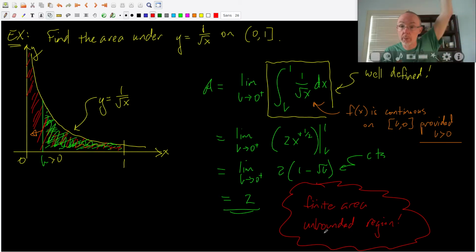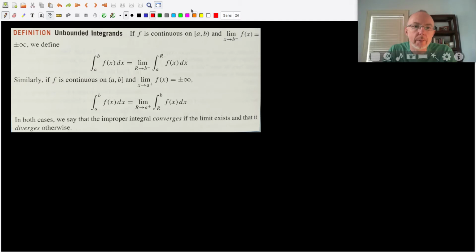Because it's just going up forever, upwards this way. All right, so let's sort of formalize this. So here's the theorem from the book, and they're describing essentially what we just did. Let's look at the second one first. Let's look at this piece, because this is the case we had.